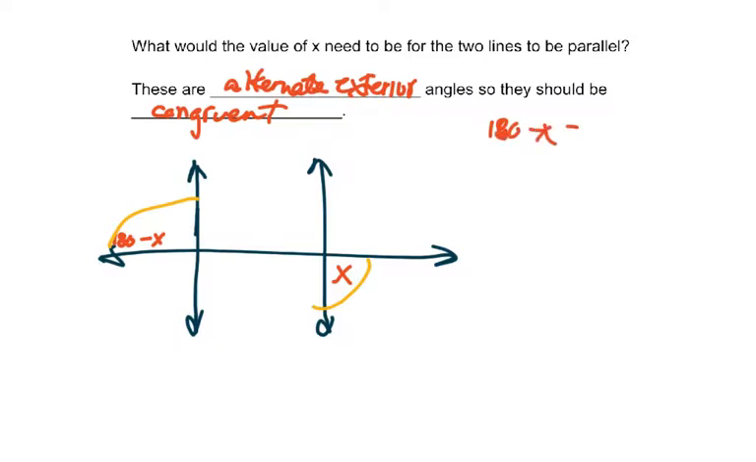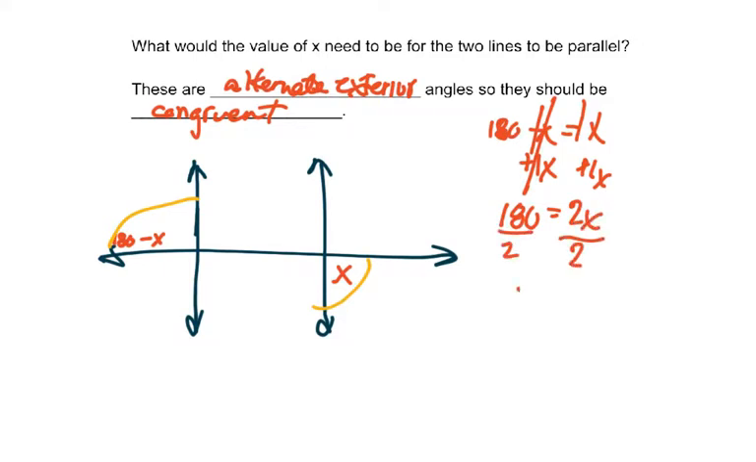minus x equals x. When there's just an x, it's a 1x. So we add 1x to both sides. Got to get my x's on the same side of the equation. 180 equals 2x. We're going to divide by 2. 90 equals x. X is 90 degrees. It turns out these were 90-degree angles all along, but we had to prove it to find out.